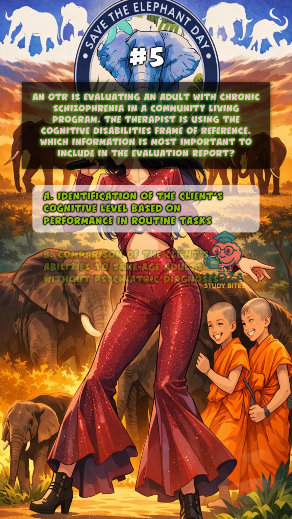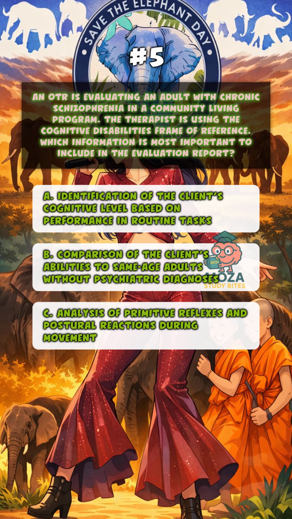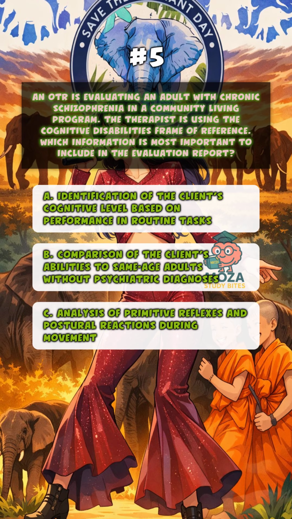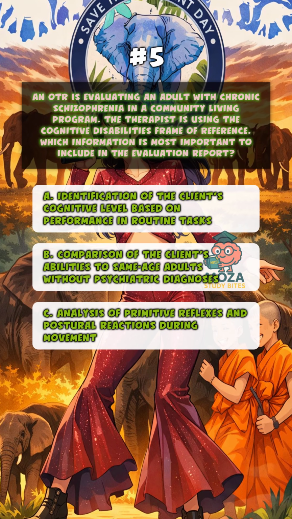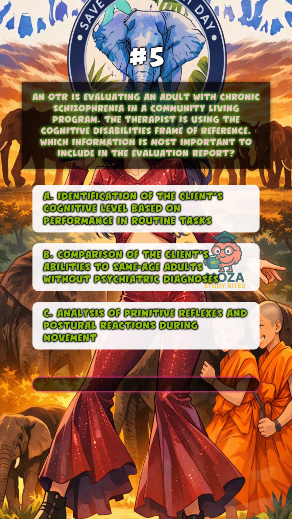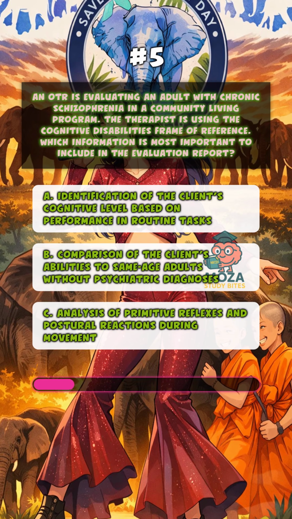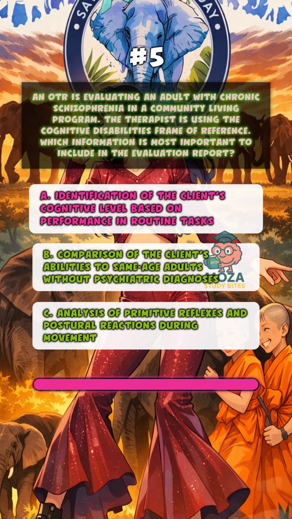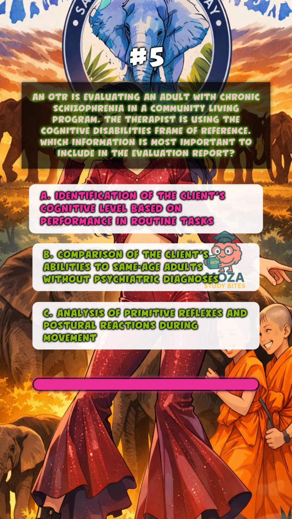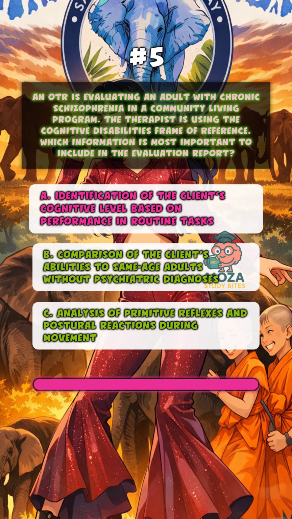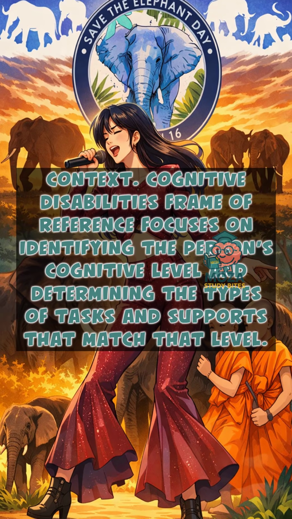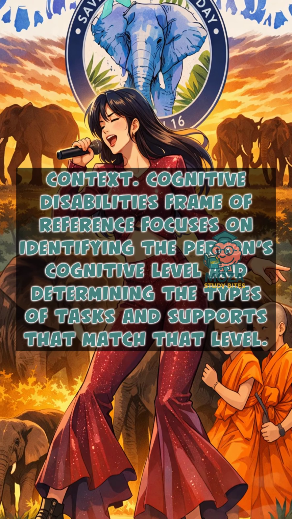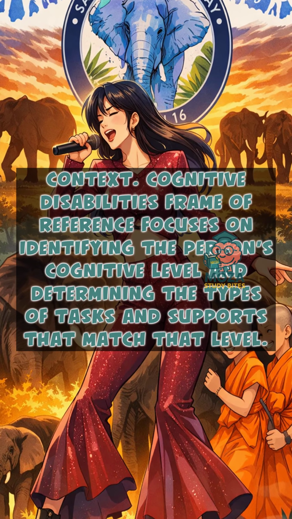An OTR is evaluating an adult with chronic schizophrenia in a community living program. The therapist is using the cognitive disabilities frame of reference. Which information is most important to include in the evaluation report? A. Identification of the client's cognitive level based on performance in routine tasks. Context: Cognitive disabilities frame of reference focuses on identifying the person's cognitive level and determining the types of tasks and supports that match that level.